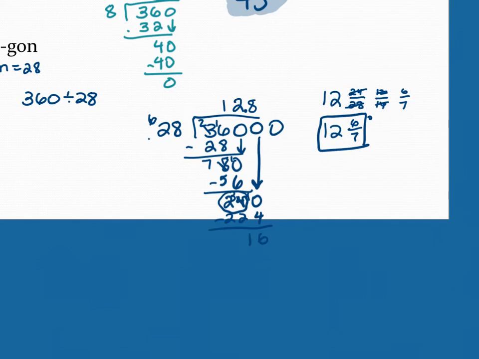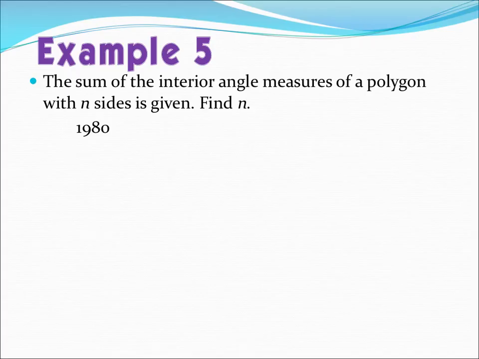So it was 2. Okay, last one says the sum of the interior angle measures of a polygon with n sides is given. Find n. So think about what it's asking. What do we know about the sum of the interior angles? What's the formula for sum of interior? N minus 2 times 180. So if this sum is normally what we're finding, this time they're telling us this is the sum.